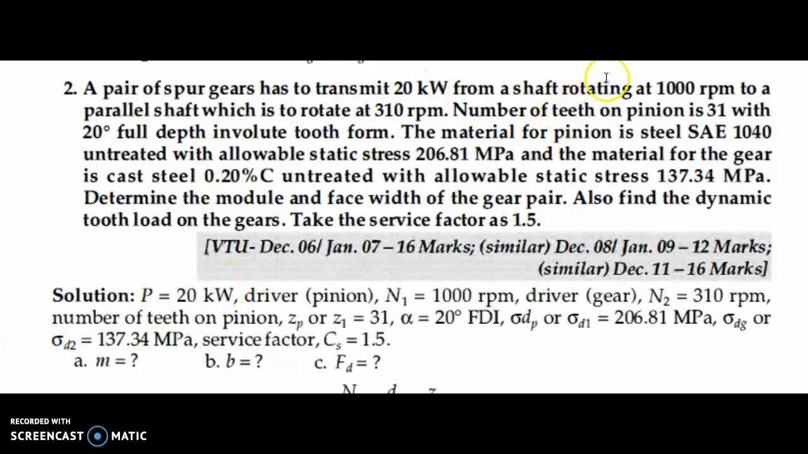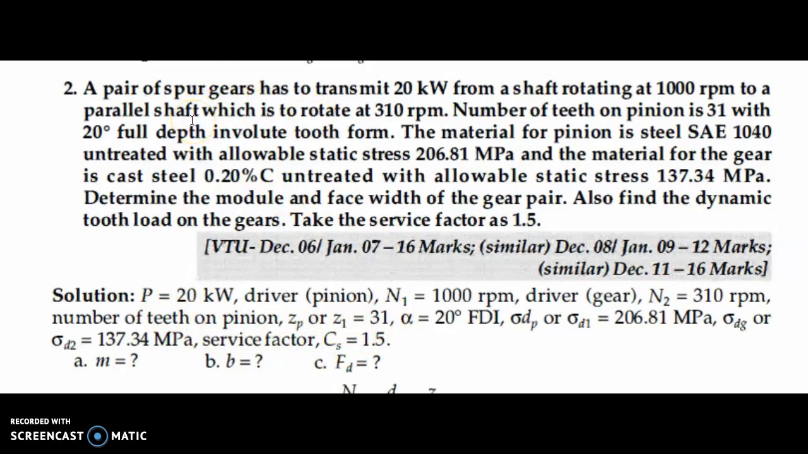Next, the speed of the driving and driven shaft is given, that is the shaft rotating at 1000 rpm and a parallel shaft which is to rotate at 310 rpm. So we can write N1, the speed of the pinion, as 1000 rpm, and the speed of the gear as 310 rpm. Then the number of teeth on the pinion is given, which we write as Z1. Z1 is equal to 31.